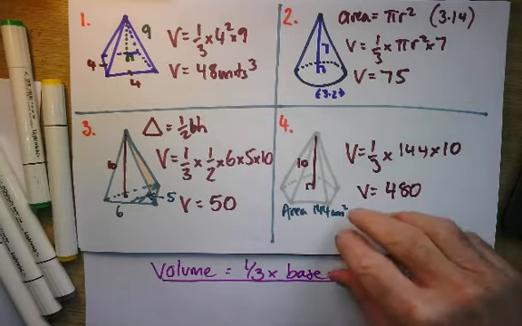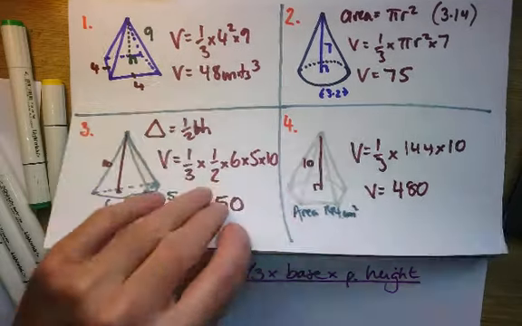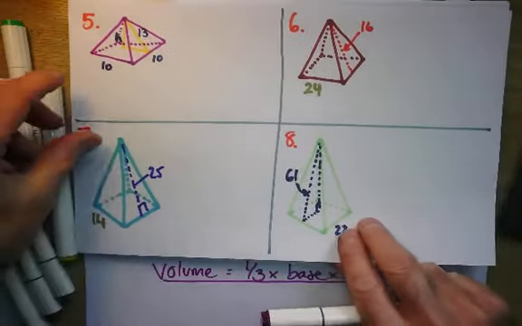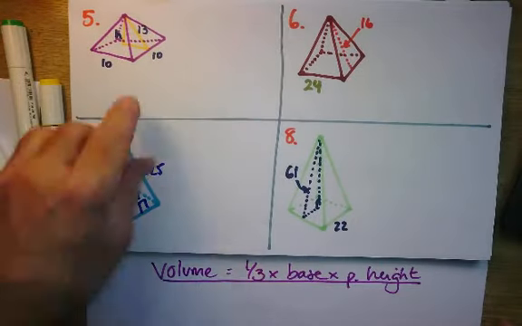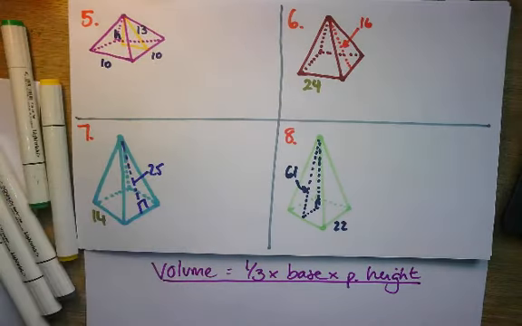Okay, hopefully you've managed to do those well. Let's look at the next set of 4 questions. So here we go, questions 5 to 8. Now, these are slightly different because we're introducing the concept of a slant height. So in these 4 examples, we've all got slant heights. And to do this, we need to also remember Pythag's theorem.